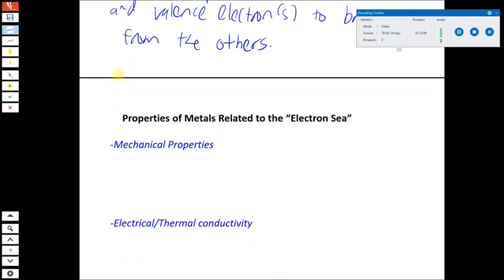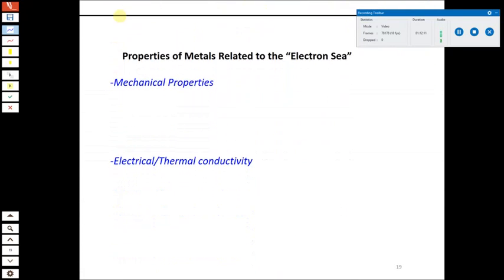All right, other properties of metals that are caused by this electron sea model is that we talk about their mechanical properties. So this is basically how hard a substance is, how easy it is to change the shape of the substance, how easy it is to bend and break, and all that stuff. That's referred to as mechanical properties. And metals in general are what we call malleable, which is a fancy way of saying bendable.